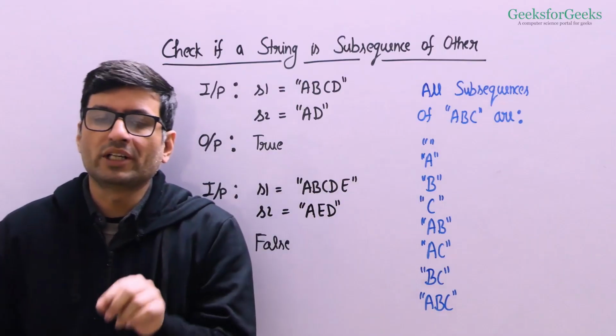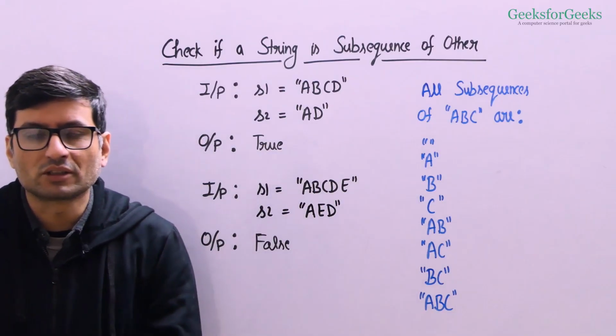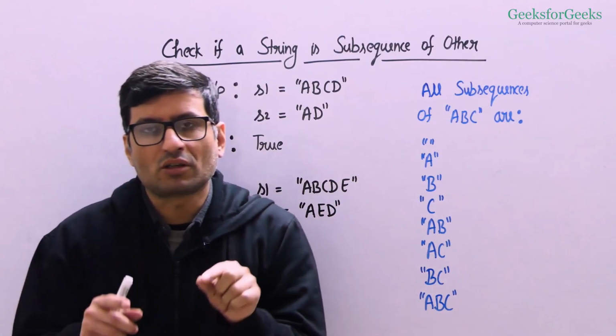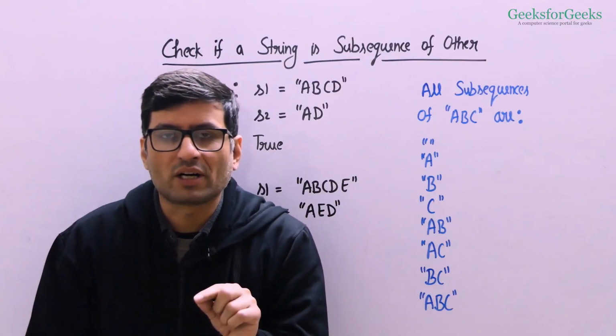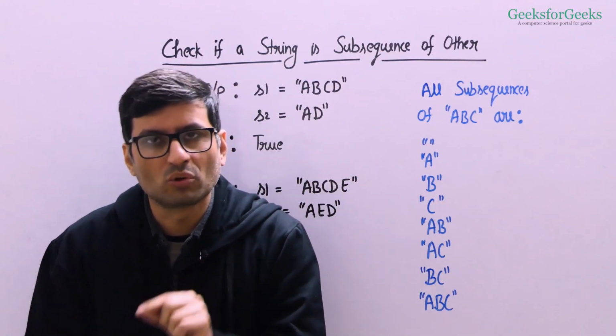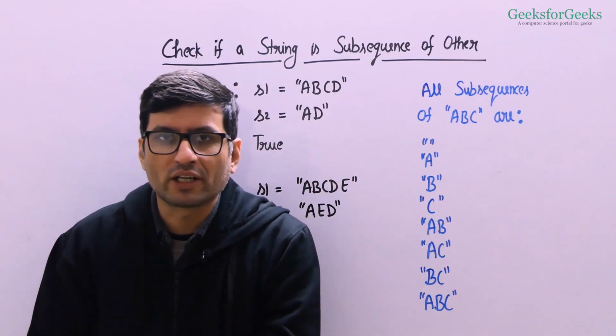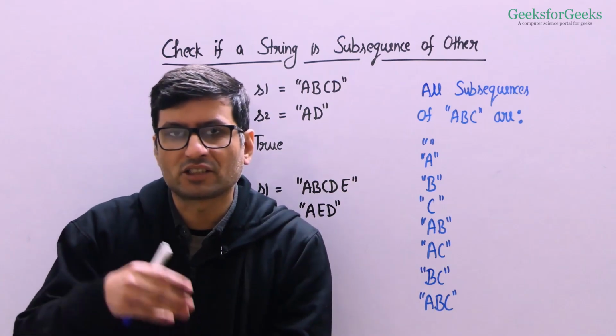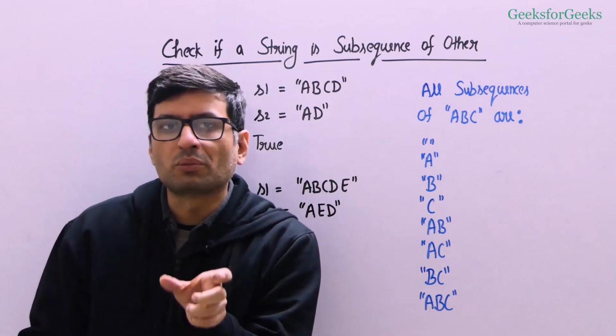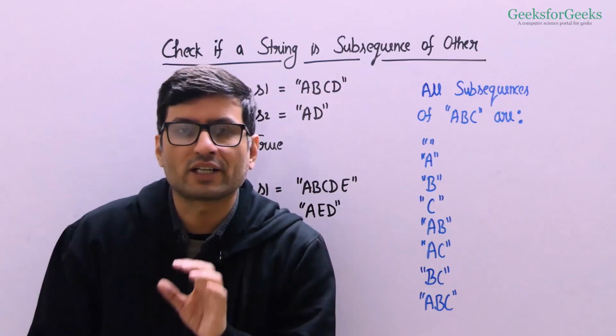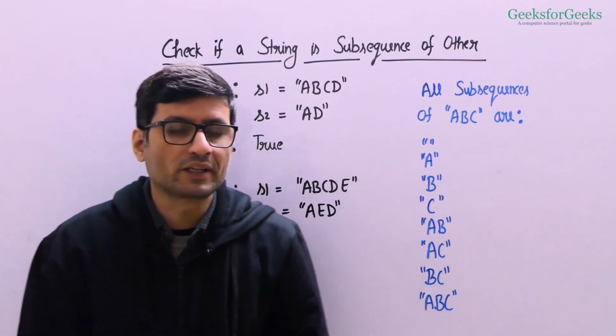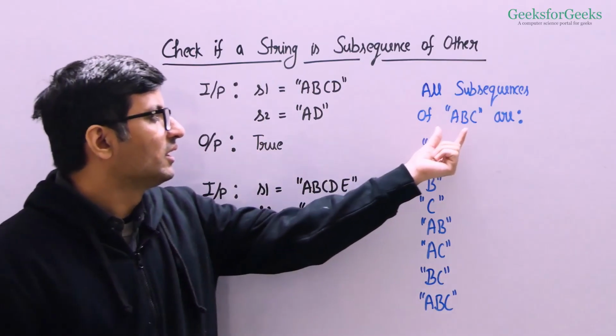Let us first quickly define what is a subsequence. A subsequence of a string is obtained by removing 0 or more characters. And whatever characters we pick, the characters that we don't remove, we need to put those characters in the same order as they appear in the original string. Let's understand with this example.